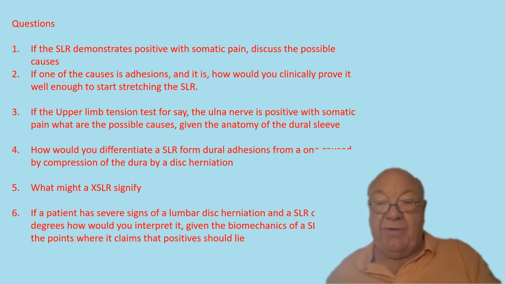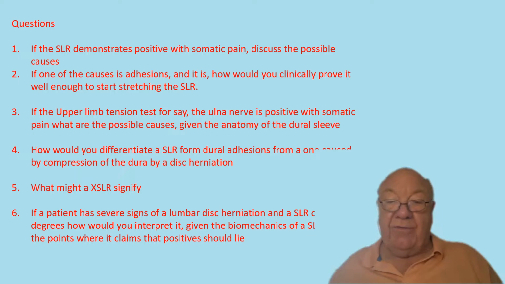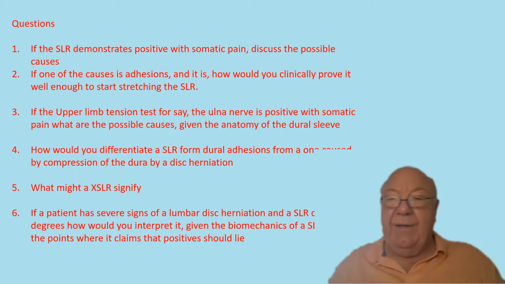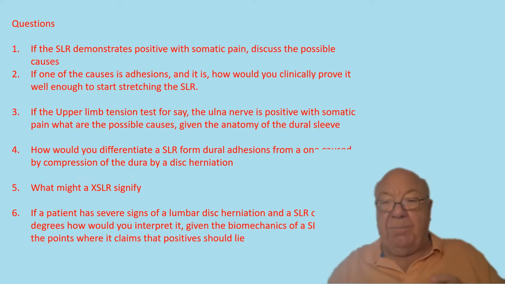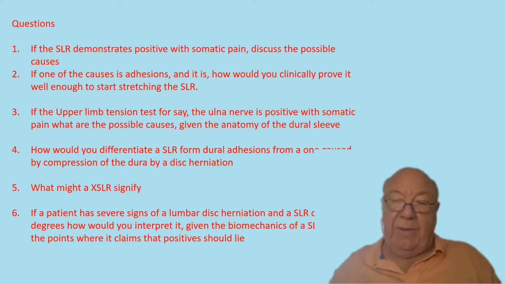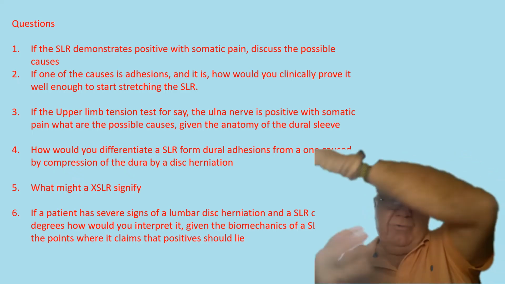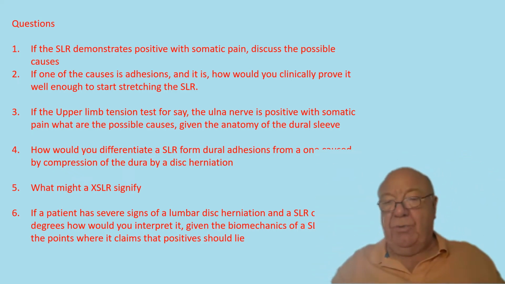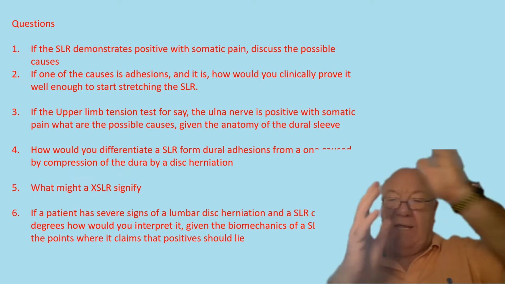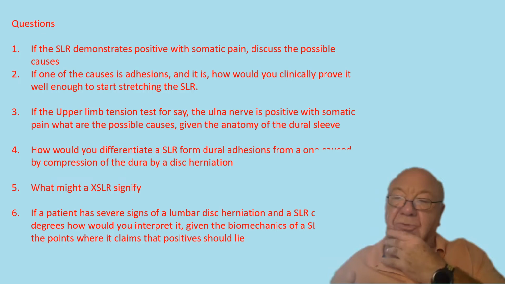Number 6, if a patient has severe signs of lumbar disc herniation and a straight leg raise of 10 degrees, how would you interpret it given the biomechanics of the straight leg raise? The literature claims that the positive should lie within 30 degrees, not 0 to 30 degrees, because this is where the crimp is being taken up before 30 degrees, so it can't lie below it. Those biomechanical tests where they measured 30 degrees, 60 degrees, 90 degrees being supposedly the start of dural problems, the end of dural problems, and the beginning of joint problems.